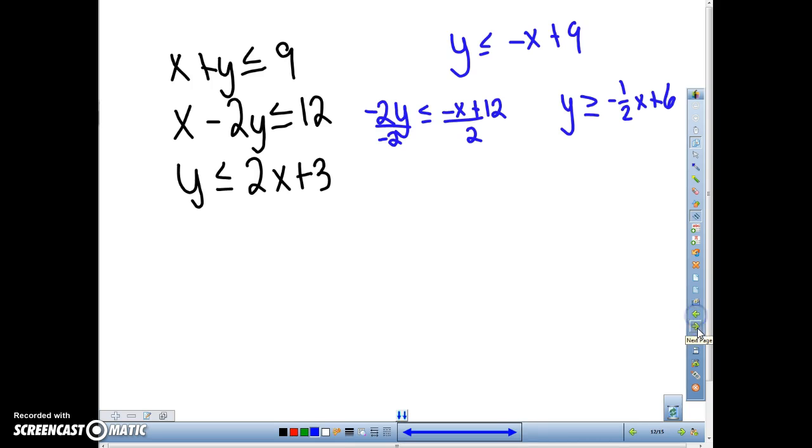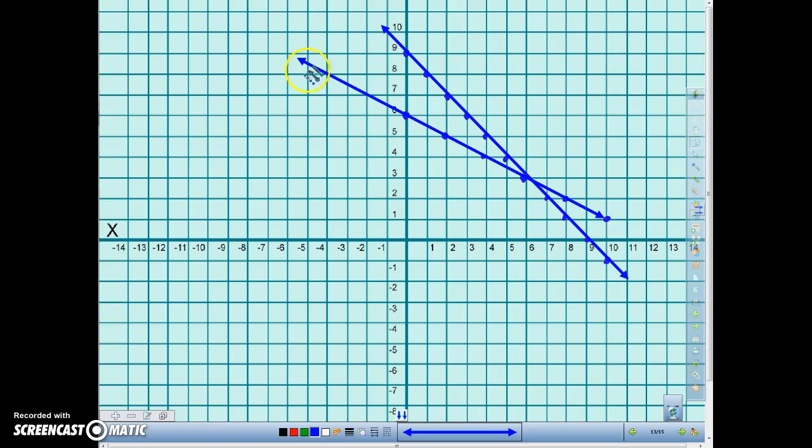And then the third line crosses at +3 and it goes up 2/1. And a solid line as well. So now we can find our points. It crosses at 6, 3, 2, 7, and 1, 5.